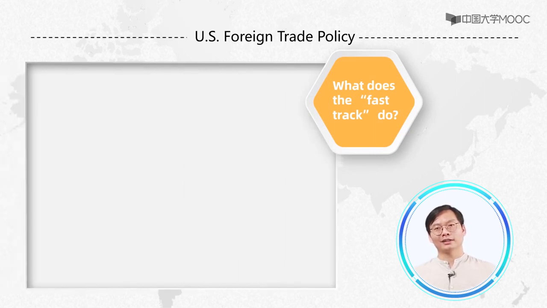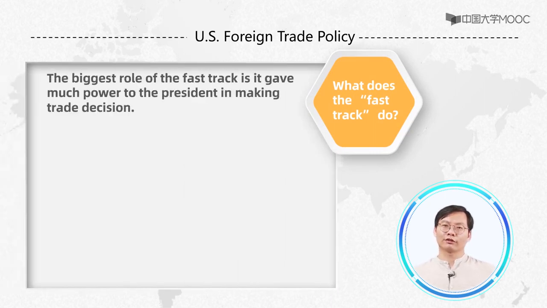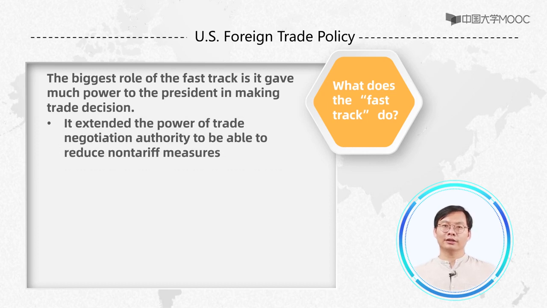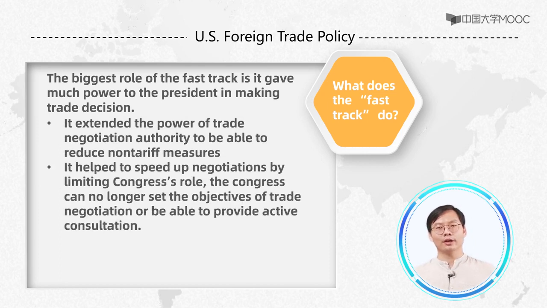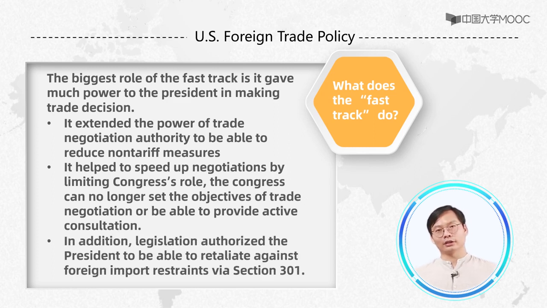Second, what does this Fast Track do? The biggest role of the Fast Track is that it gives much power to the President in making trade decisions. It extended the power of trade negotiation authority to be able to reduce non-tariff measures. It helped to speed up the negotiation by limiting Congress' role. Congress can no longer set the objectives of trade negotiation or provide active consultation. In addition, the legislation authorized the President to retaliate against foreign import restraints via Section 301.